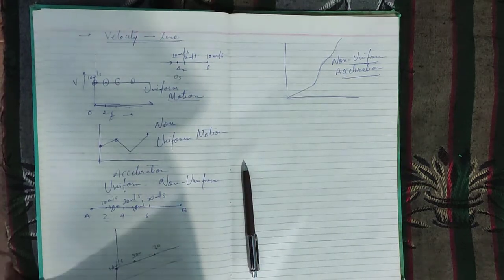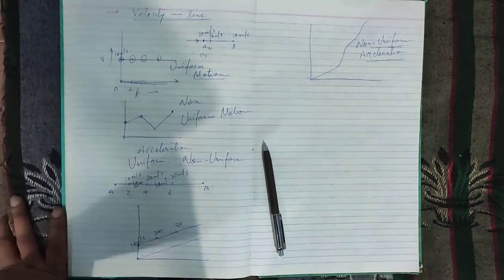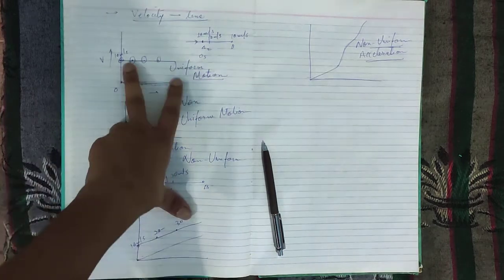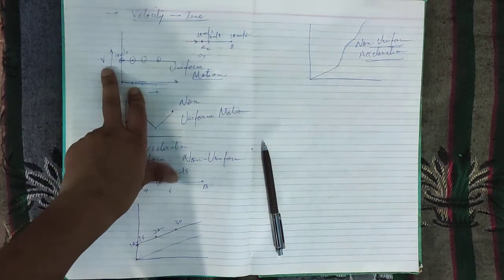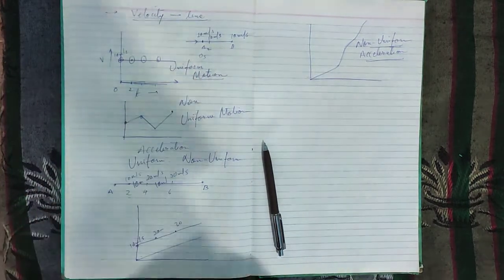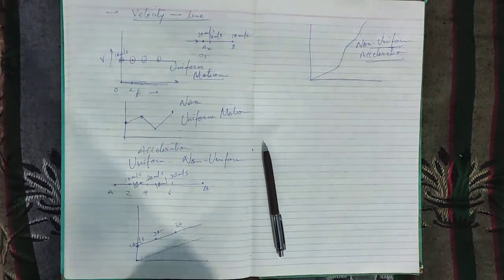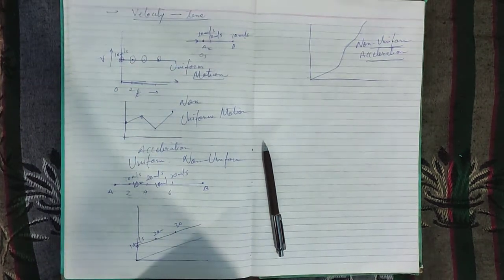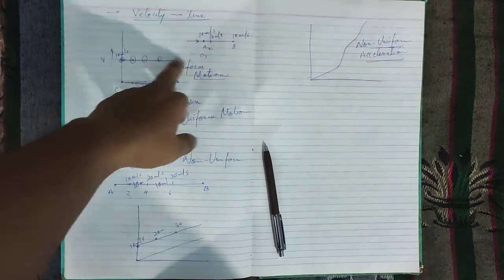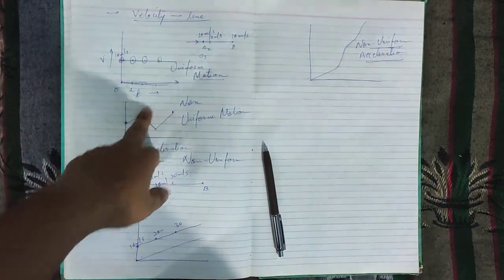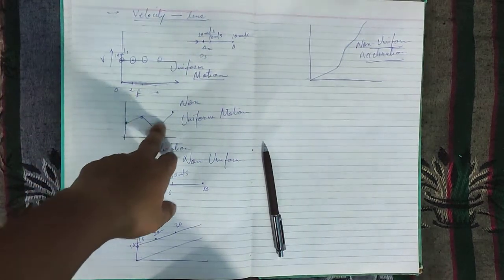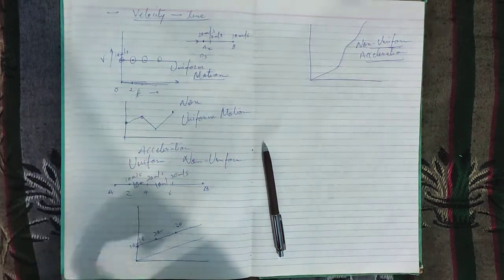Okay, students. So what we studied today, let us remind once again. The first one is uniform motion, velocity time graph of an object. The first one is uniform motion, and the graph is a straight line parallel to x-axis. If it is not a straight line, if it is zigzag, then it is non-uniform motion.